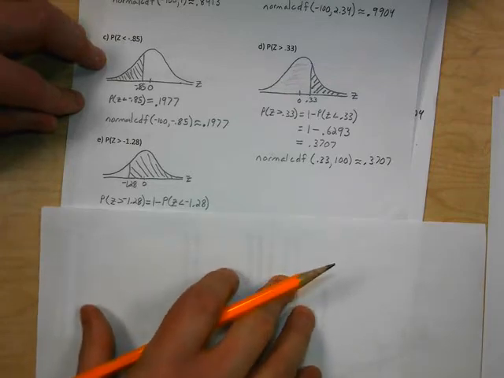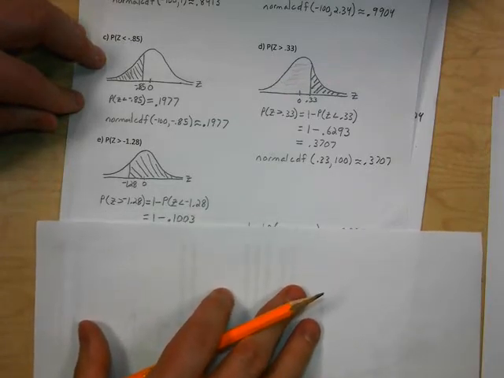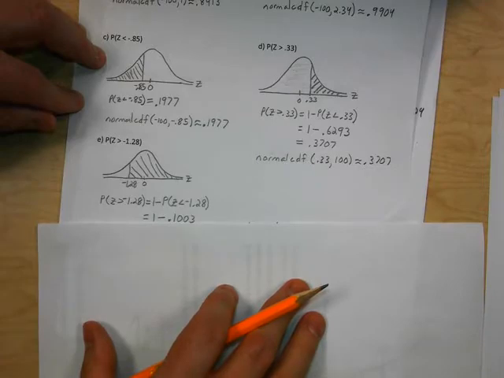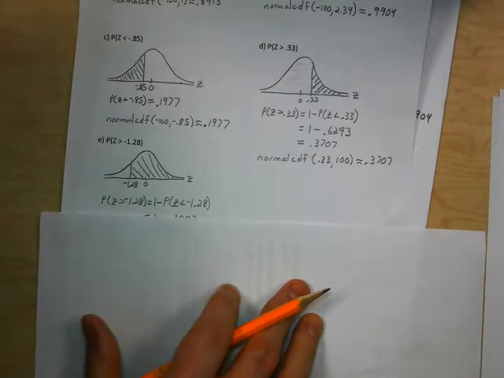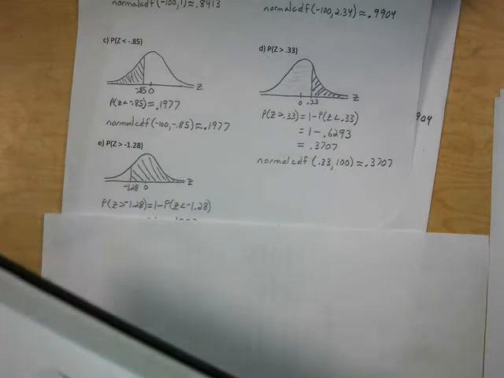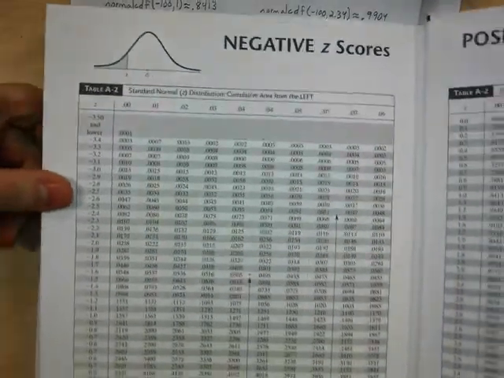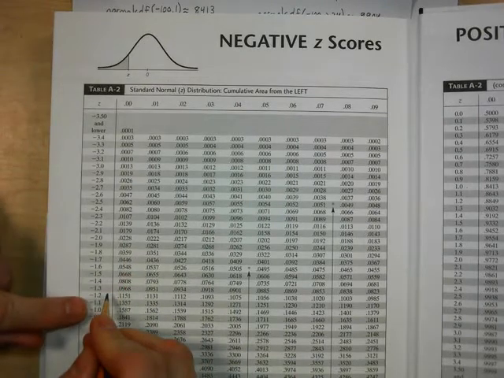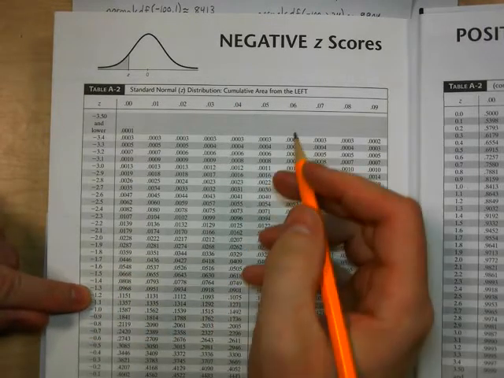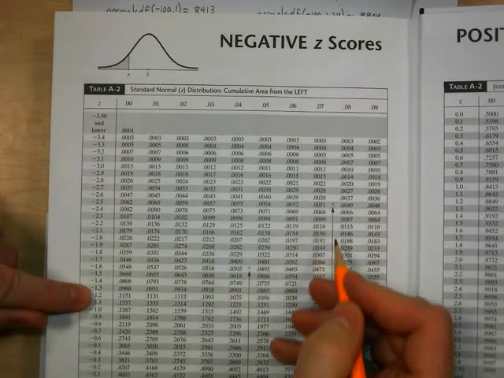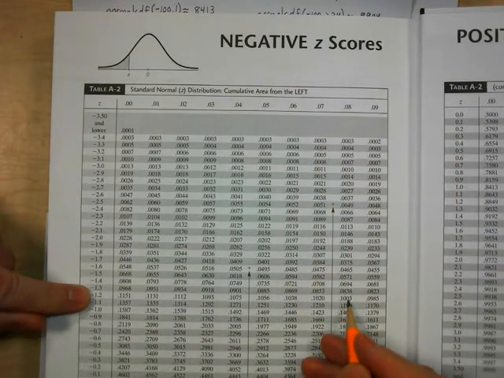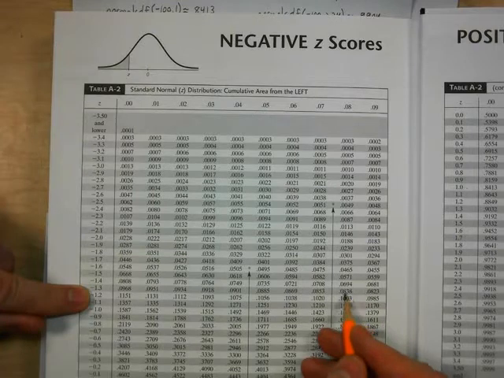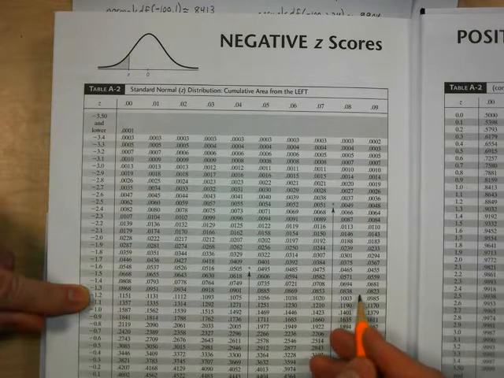So when you look up negative 1.28 in the tables, you get 0.1003. I'll just show you that real quick because I didn't do a negative one with you yet. So looking up negative 1.28, negative 1.2 is here, and then the nearest hundredth is 8, so that's this column. So we go down, and it looks like right here. So negative 1.28 for a z-score gives you an area of 0.1003 to its left.